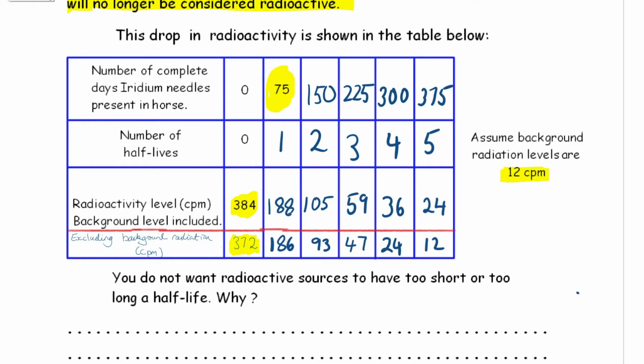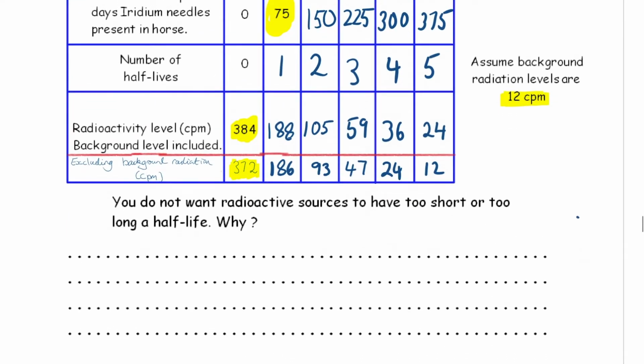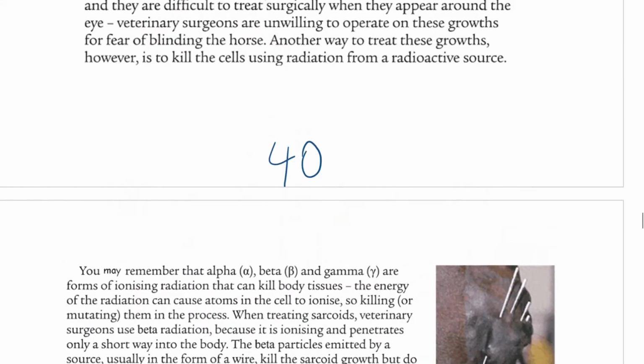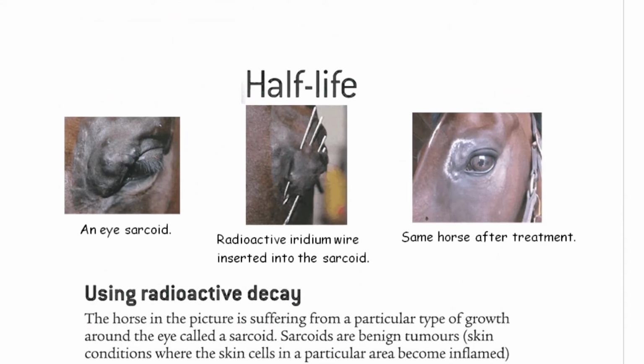Okay, so that's what you should get when you work it through. Interesting question underneath. You don't want the radioactive sources to have too short or too long a half-life. Well, I'll give you the answer here now verbally. You can write it down yourselves. You don't want the half-life to be too short because it won't be effective enough to treat the horse and get rid of his ailment, his sarcoid.